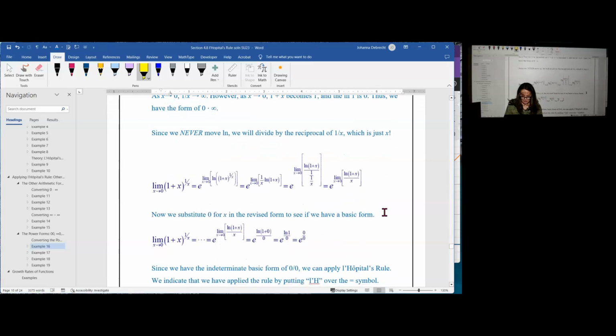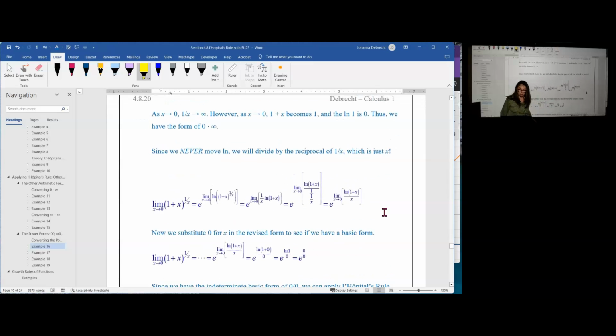We never, ever move the natural log. So we're going to have to divide by the reciprocal of 1 over x, which I worked out in complex form, but let's face it, the reciprocal of 1 over x is x. So we end up with e to the power of the limit of natural log of 1 plus x, all divided by x. Now we have a fraction form, so we need to reevaluate again.